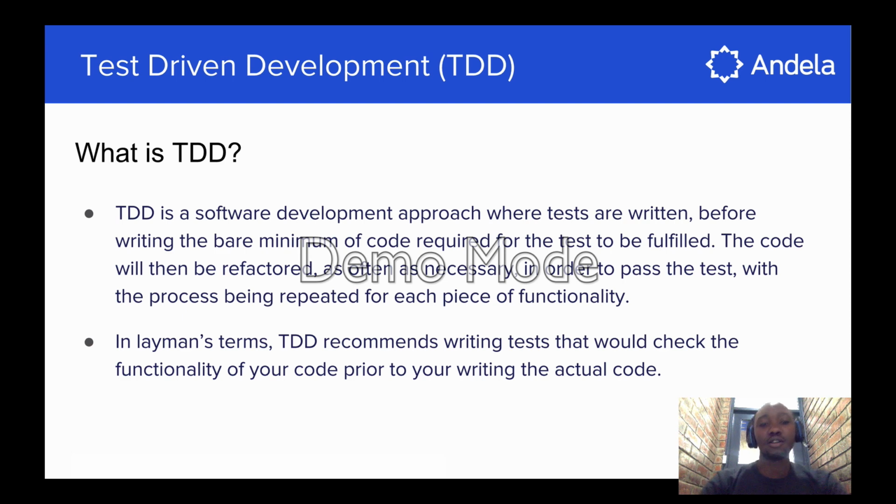So test-driven development is a software development approach where tests are written first, and then you write the minimum code for the test to be fulfilled. Then you can refactor the code as often as necessary in order to make the test pass and to widen the scope of your application.